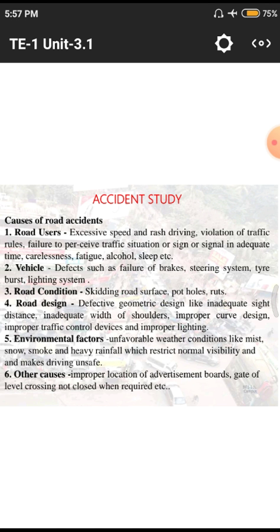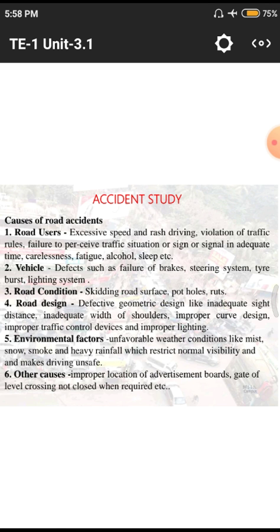Next one is the steering system. That means in cars and bikes we have steerings. Bikes normally have handlebars, and cars mainly have a steering system. If there is any blockage of the steering system, automatically there will be no movement of our front wheels. Automatically this also leads to accidents.